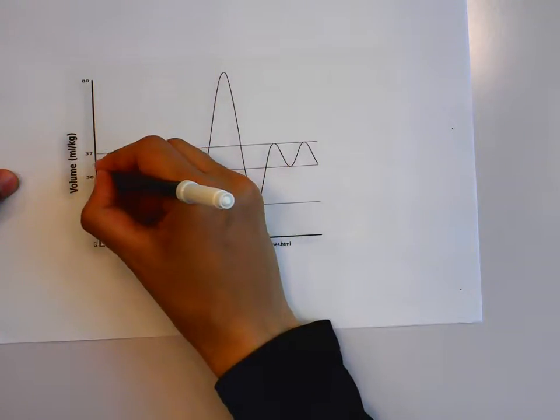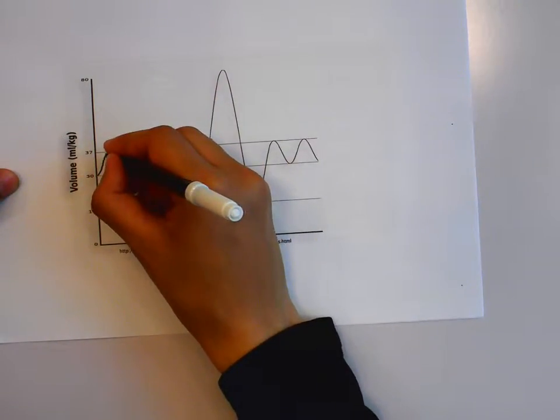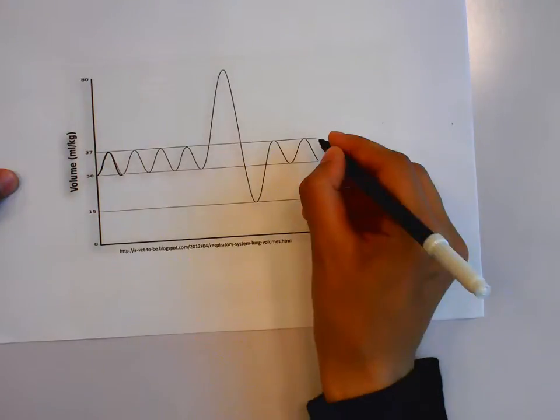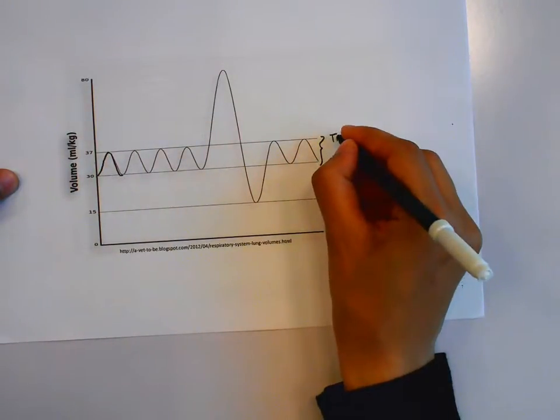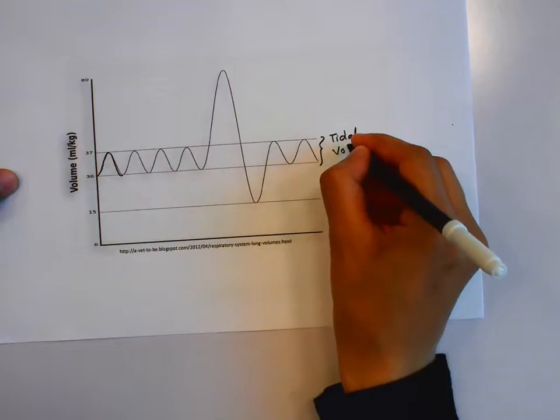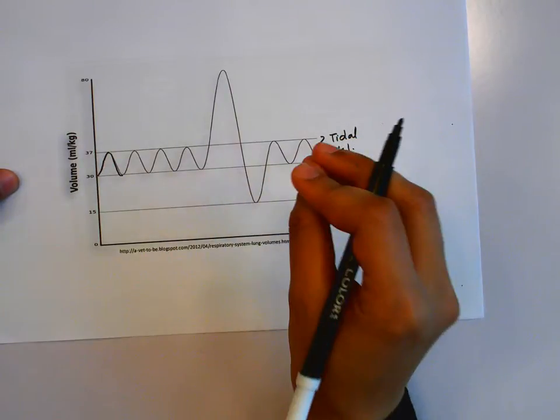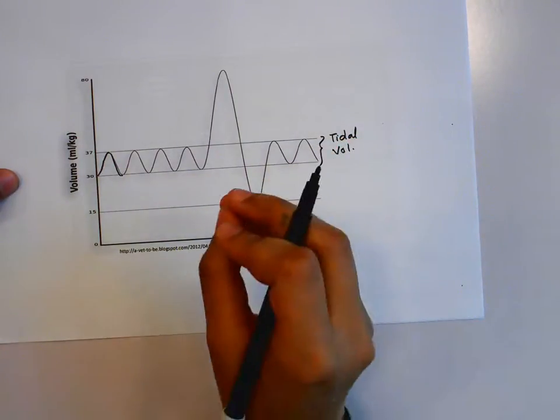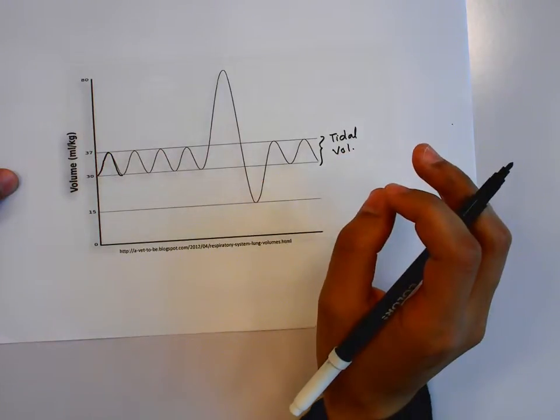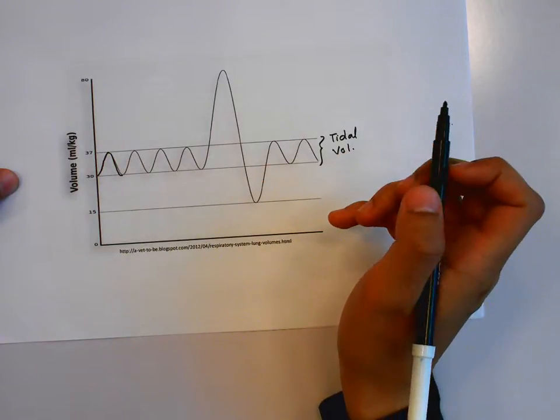And here is your respiration. This is the normal respiration, a rest state. You inhale this amount of air and you exhale the same amount of air. This volume is called tidal volume, the normal amount of volume that we can exhale or inhale in the rest state.